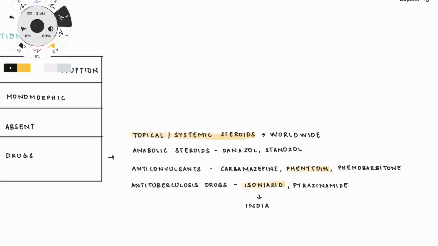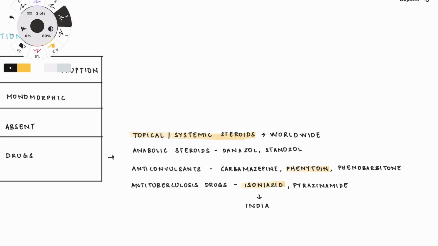The drugs which are implicated in acneiform eruption belong to four classes. The first class is topical or systemic steroids. The next class is anabolic steroids. The next class is anticonvulsants. And the last class is anti-tuberculosis drugs. In anabolic steroids, we have danazol and stanozolol. In anticonvulsants, we have carbamazepine, phenytoin, and phenobarbital. Whereas in anti-tuberculosis drugs, we have isoniazid and pyrazinamide.